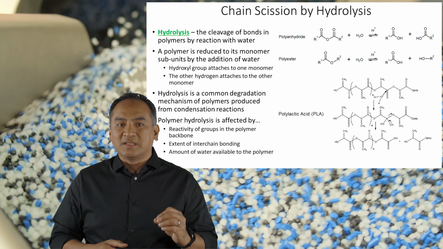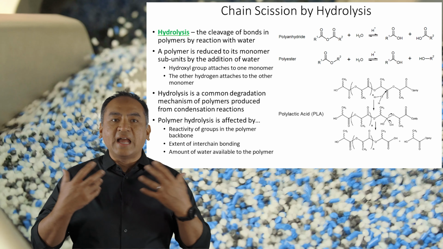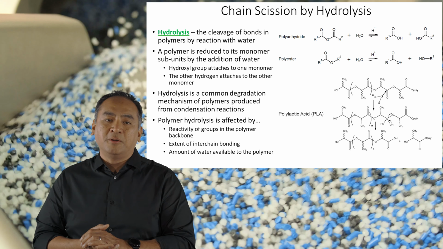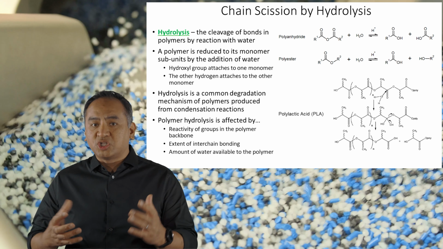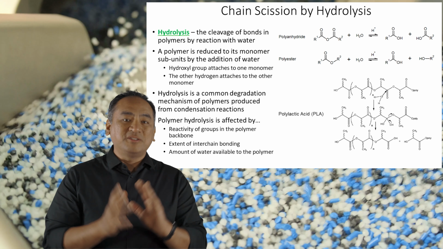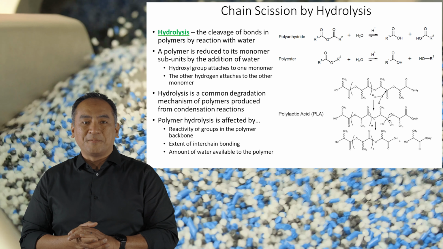Polymer hydrolysis is affected by the reactivity of groups in the polymer backbone, the extent of interchain bonding, and the amount of water available to the polymer.